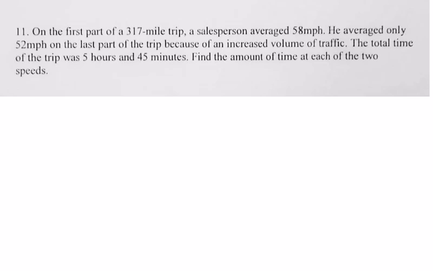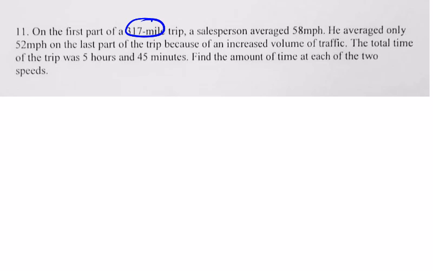On the first part of a 317-mile trip, a person averaged 58 miles an hour. He averaged only 52 miles an hour on the last part of the trip because of an increased volume of traffic. The total time of the trip was 5 hours and 45 minutes. Find the amount of time at each of the two speeds.